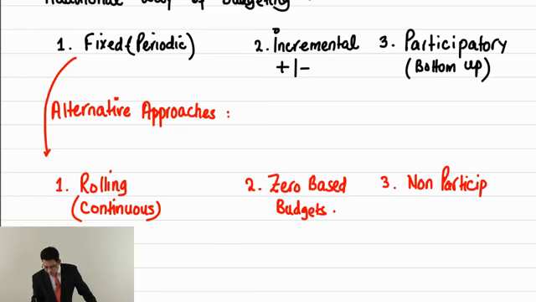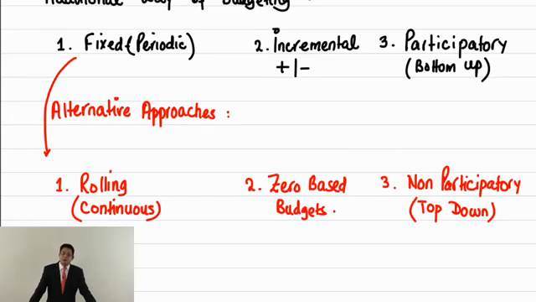Non-participatory budgets are also called top-down budgets, which is simply the idea that top management prepares the budget, and the budget flows down to the junior managers and is implemented, and they can't say no. Do you think non-participatory works somewhere? Oh yes, in most of the companies it works.